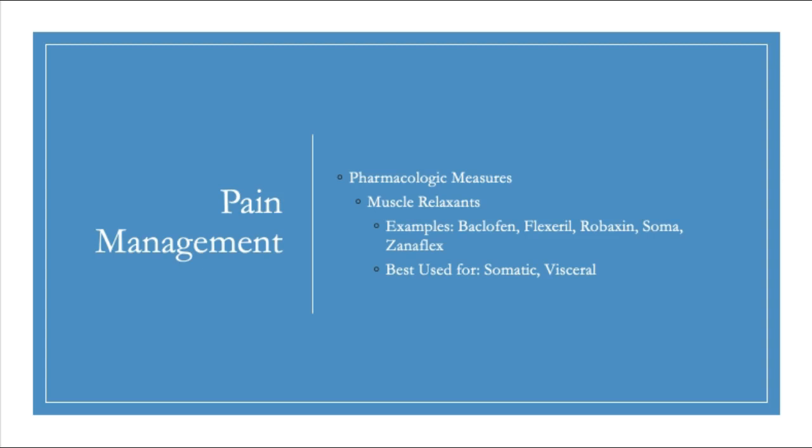Moving on to muscle relaxants. So we're talking about Baclofen, Flexeril, Robaxin, Soma, Zanaflex. These are really best used for somatic and visceral type pains. And they're actually pretty common. We use them a lot in palliative care. So if you take care of palliative care patients, you may see them a lot.